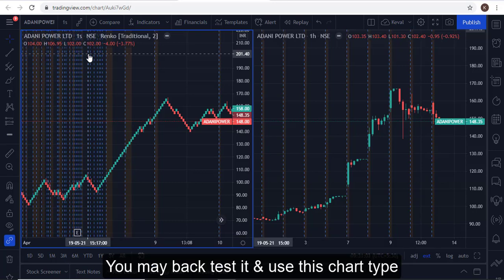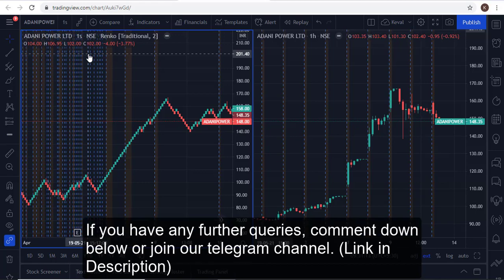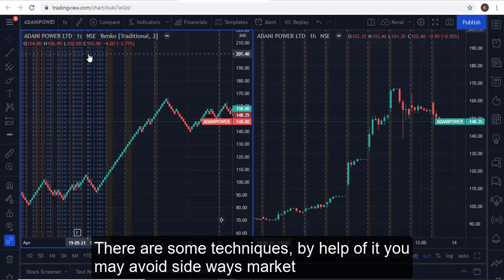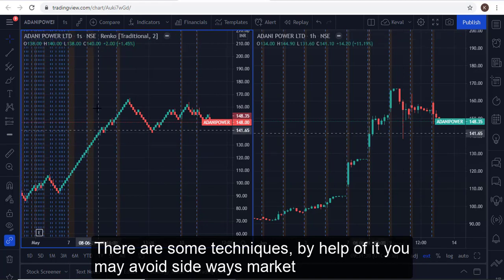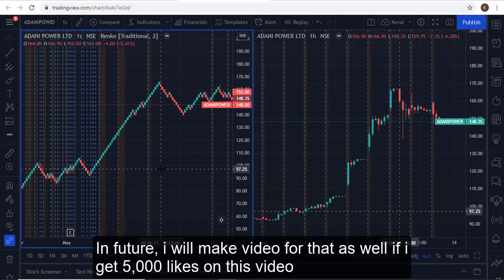You can use this chart type, backtest it, and comment down below how you found the results, whether it is better than candlesticks or not. If you have any further queries regarding Renko, you can comment down below. I have a few strategies of Renko, and in future videos I'll be sharing them with you. There are some techniques where in Renko you can avoid the sideways market, so in future I'll make a video for that as well.